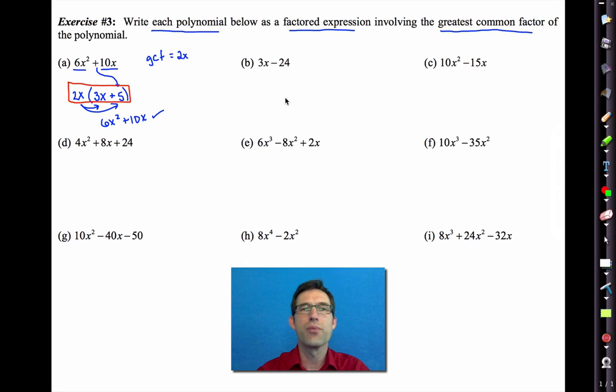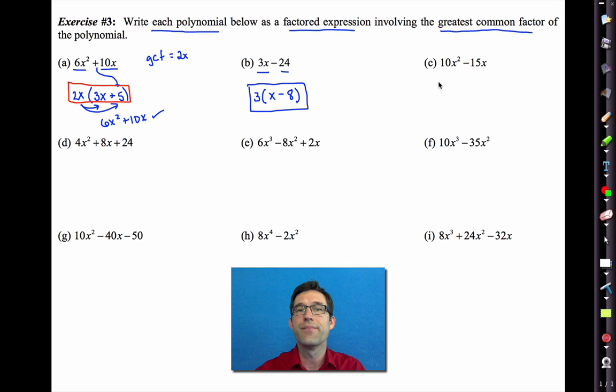All right, let's go through B and C. B might be a little bit tricky for some, because the GCF is simply numerical. It's just 3, because this doesn't have an x on it. So I pull the 3 out, and I ask myself, what do I have to multiply 3 by to get 3 times x? That'll be x. Minus, what do I have to multiply 3 by to get 24? And that's 8. So that's it: 3 times x minus 8.